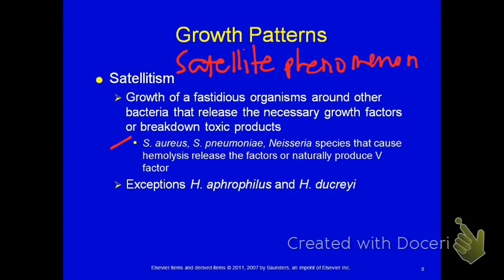Okay, so satellite phenomenon is the growth of fastidious organisms around other bacteria that release the necessary growth factors or break down the toxic products. Or in other words, it is defined as the confluent growth of Haemophilus species, except for aphrophilus and ducreyi, in blood agar plate beside the colonies of S. aureus and S. pneumoniae or other organisms.